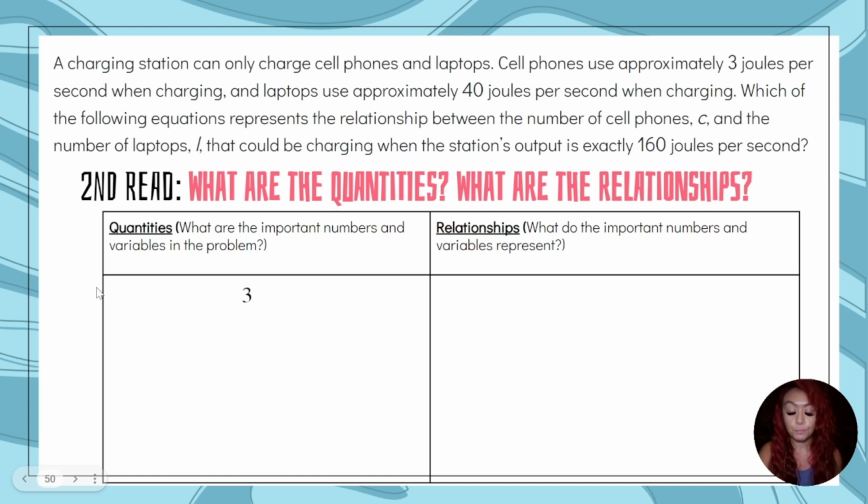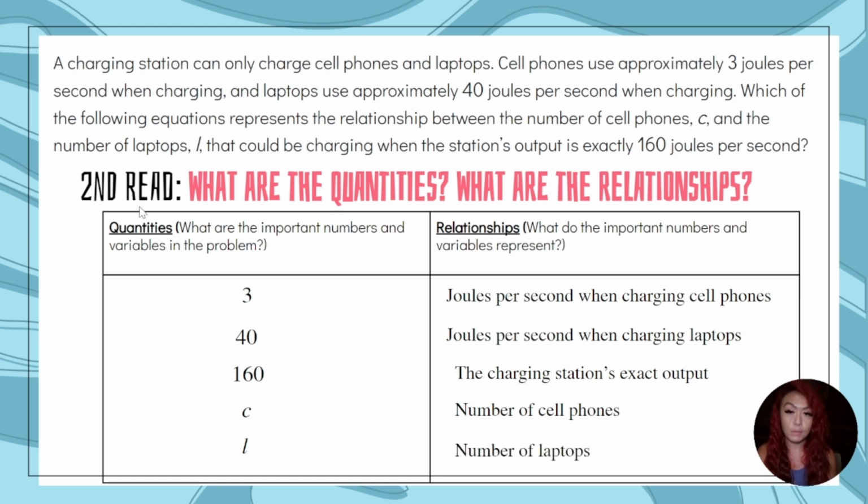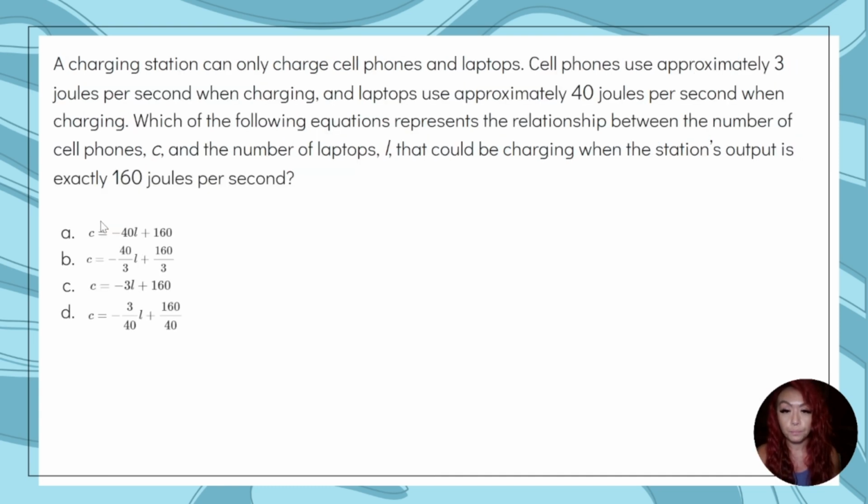So we have 3. This represents the joules per second when charging cell phones. Then we have 40, which represents the joules per second when charging laptops. We have 160, which is the charging station's exact output. We have our variable C, which is the number of cell phones, and our variable L, which is the number of laptops. So let's take this information that we've organized in the second read here and use it to solve our problem.